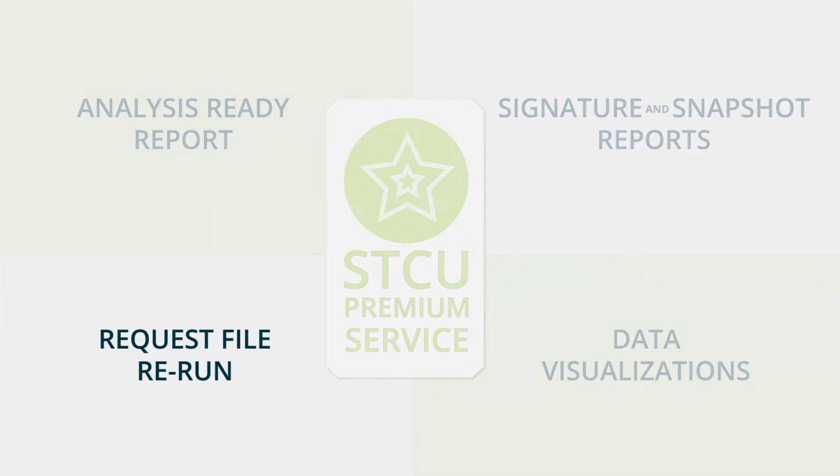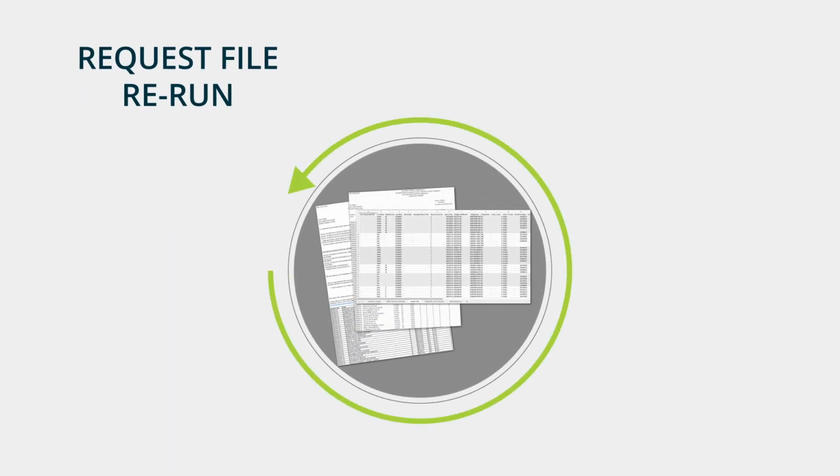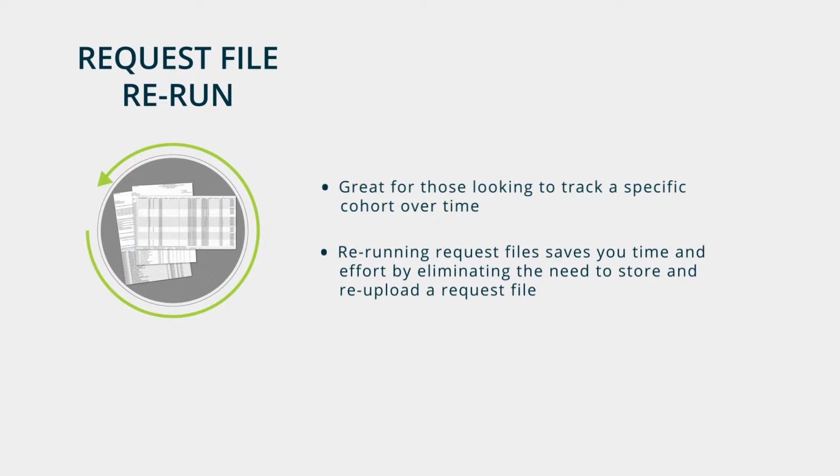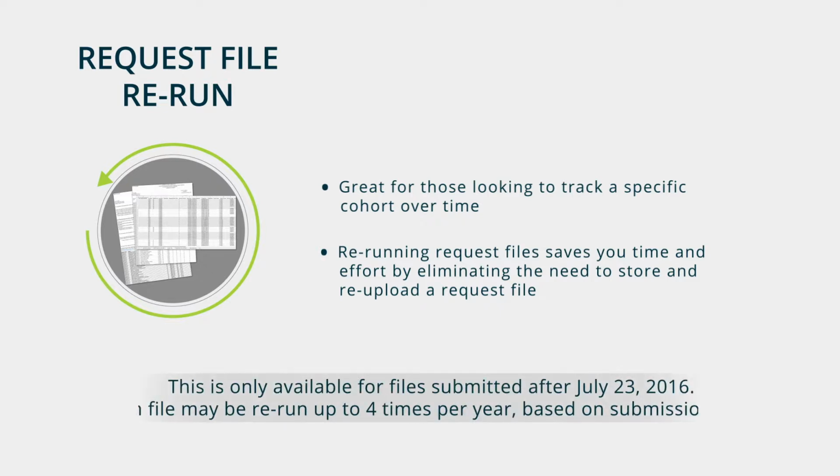The Premium service comes with the ability to rerun a request file that has been previously submitted. This is great for those looking to track a specific cohort over time. Rerunning request files saves you time and effort by eliminating the need to store and re-upload a request file. Please note, this is only available for files submitted after July 23, 2016. Each file may be rerun up to 4 times per year based on submission date.